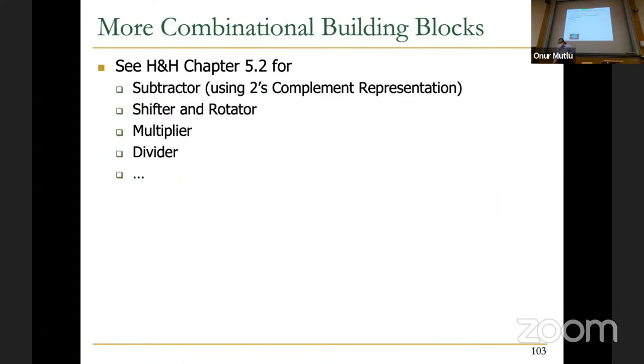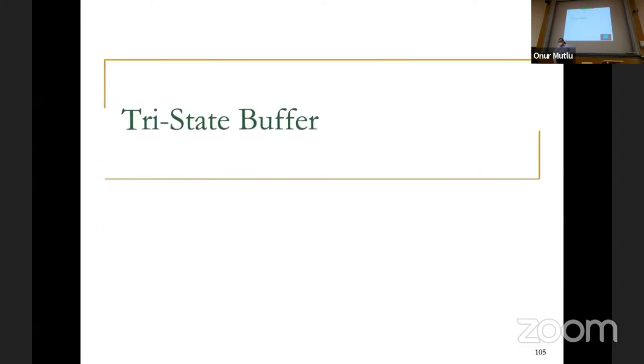Okay, excellent. So for more combinational building blocks, you can implement many things, and clearly we don't have time to cover everything. Subtractor, shifter and rotator, multiplier, divider. These are all combinational blocks, and you can find information about them. What I would like to cover in the last minutes is the tri-state buffer. This is interesting. This is actually fun.